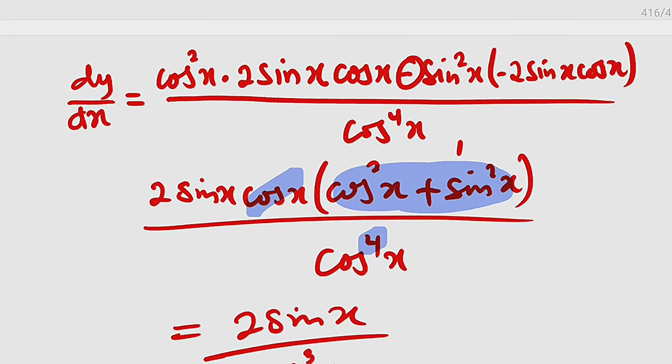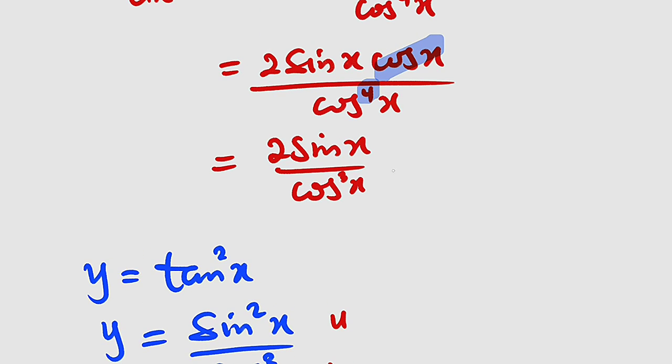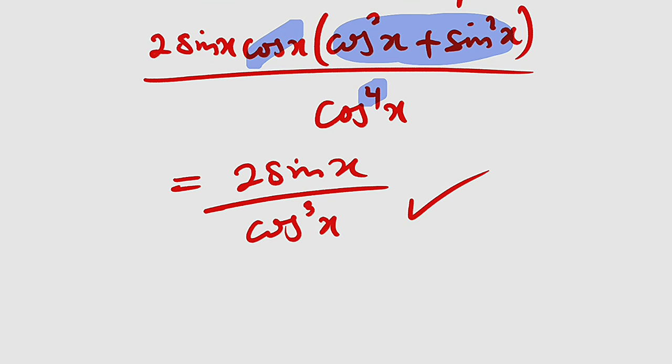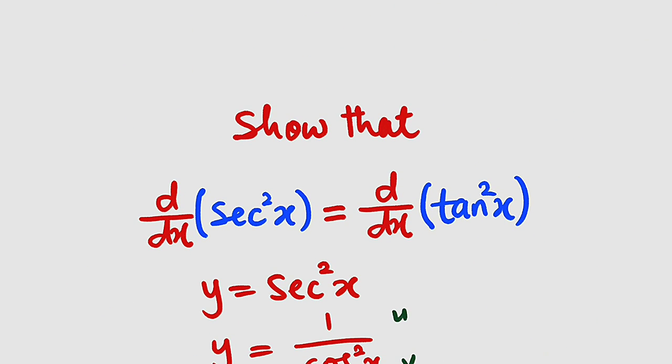Can you see? They are exactly the same. Look at it here. This and these are exactly the same. Hence, we have shown that the derivative of secant squared x is equal to the derivative of tangent squared x.